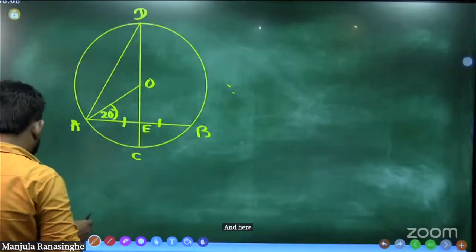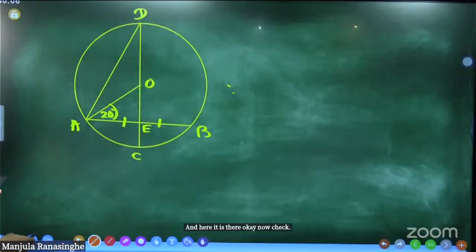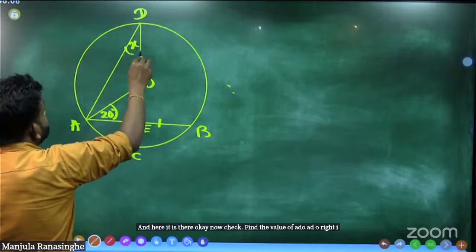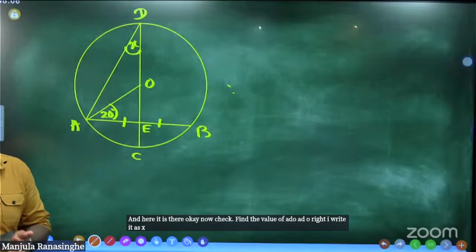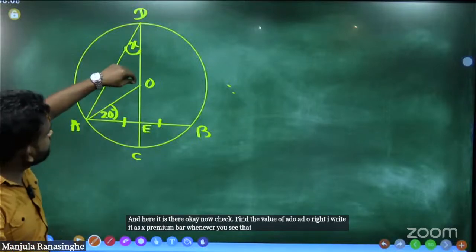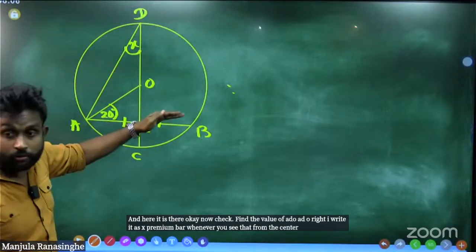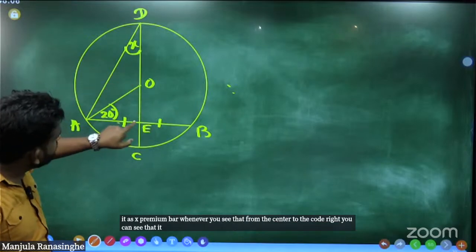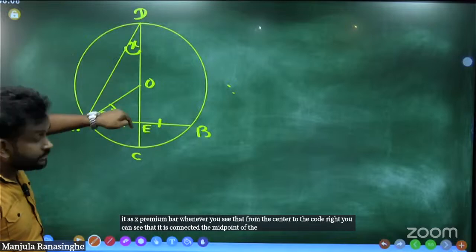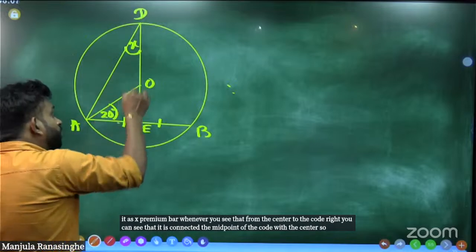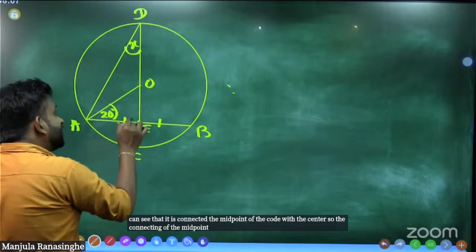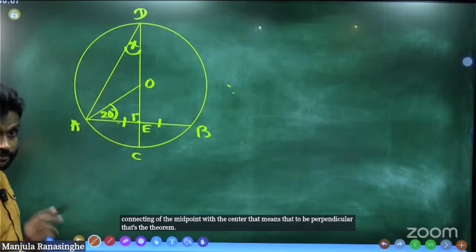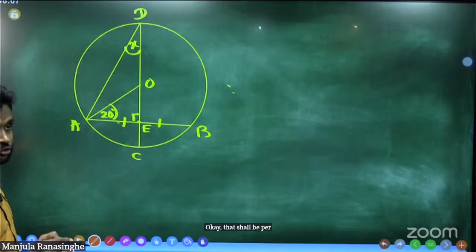Now check. Find the value of ADO. ADO, I write it as X. Remember, whenever you see that from the center to the chord, it is connected to the midpoint of the chord with the center. So connecting the midpoint with the center means that it is perpendicular. That's the theorem. It shall be perpendicular if it connects to the midpoint.